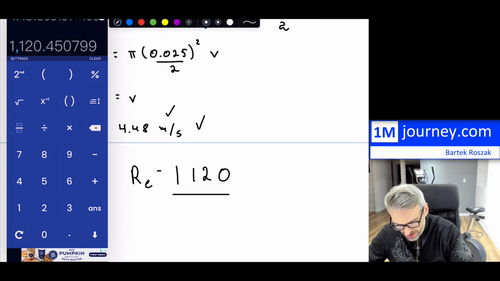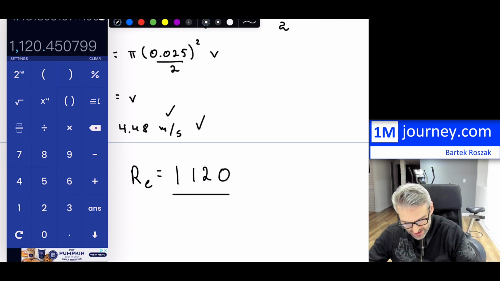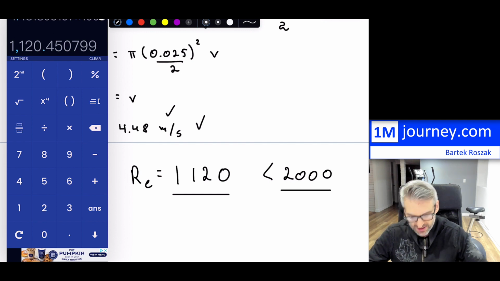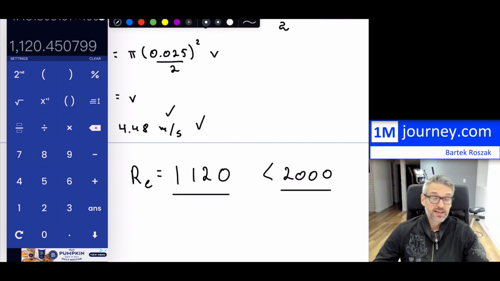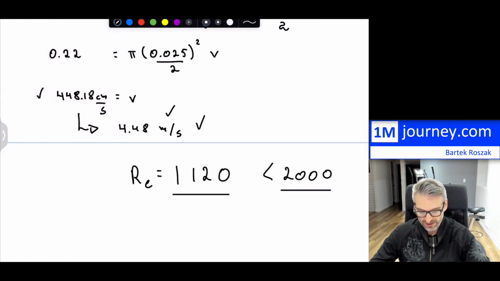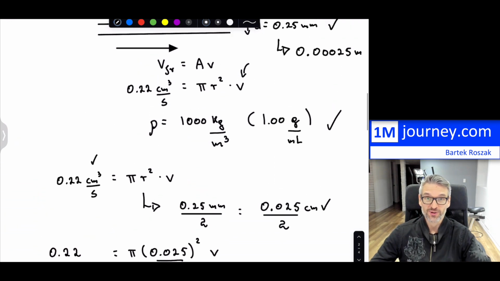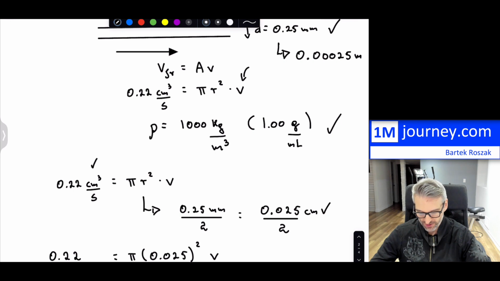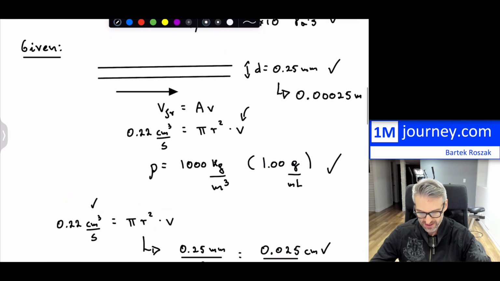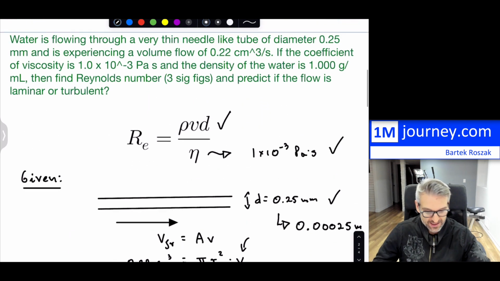And what does that mean? Well, it's definitely less than 2000, so it looks like this flow would have still been laminar. And that's how you can apply this particular equation and find the Reynolds number. It's not very difficult to do, as long as you're comfortable with your units, your conversions, keeping things in SI units, and being consistent on those. And that is it that I have here for this one.